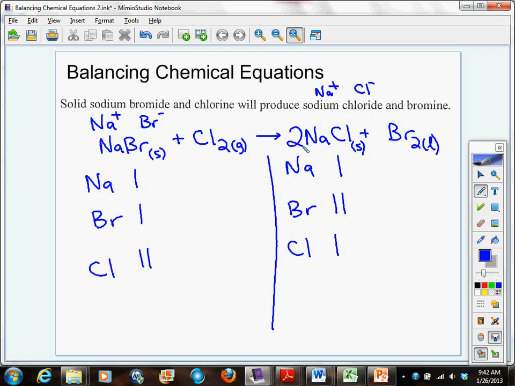I'm going to put a 2 out in front of there. That gives me 2 chlorines, but it also gives me 2 sodiums. Now, in order to get 2 sodiums on the reactant side, I put a 2 there. That gives me 2 sodiums, but it also gives me 2 bromines. If you'll notice, now there's 2 on every side. So to balance this equation, we only needed to add both those 2's, and we are done.